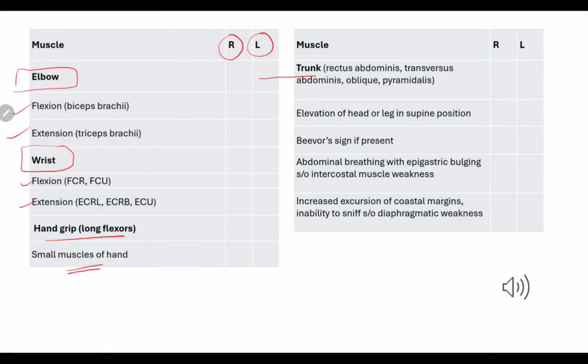Don't ignore the core. We test the trunk muscles by asking the patient to elevate their head or leg while lying supine. We watch for Beevor's sign and we look for signs of respiratory muscle weakness, such as abdominal breathing with epigastric bulging or an inability to sniff. These signs tell us if the intercostal muscles or the diaphragm are failing, which can be a medical emergency.